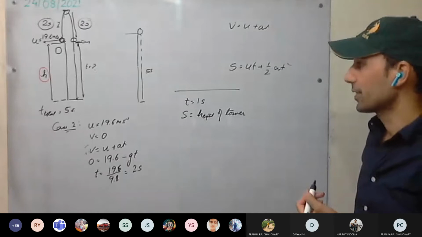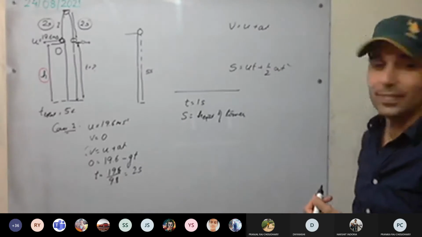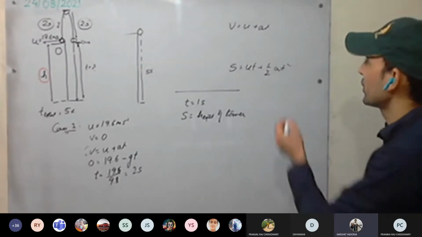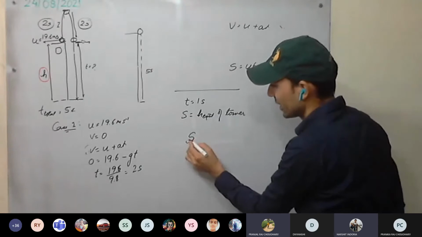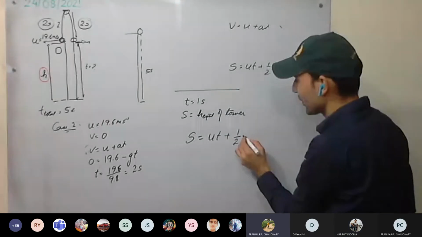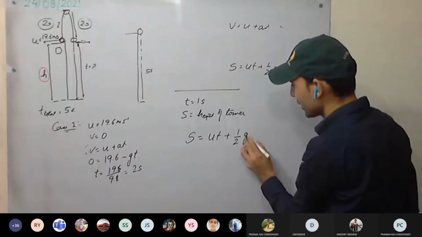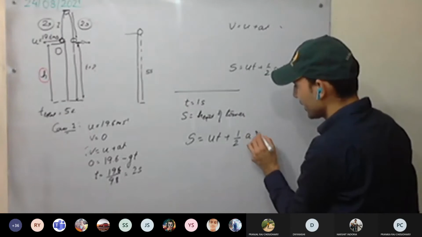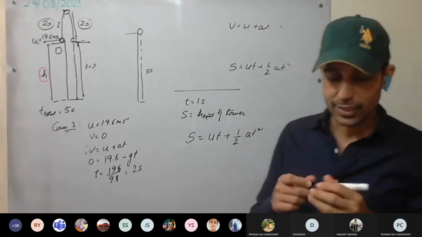First, second, third, which one? Second. First, sir, second. Is the U going to be the same as 19.6 or different? One minute. Okay, half AT square. Okay, see here, I tell you something.